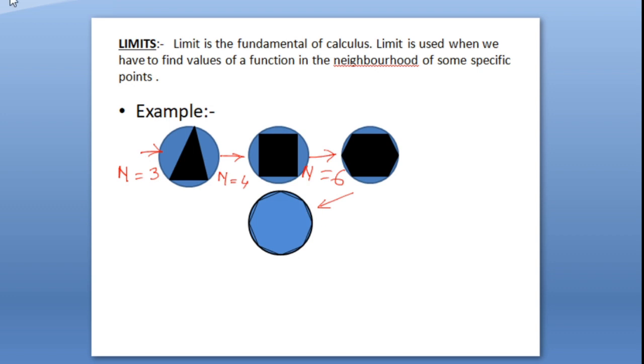Ultimately we can see whenever we are increasing the number of sides, more area of the circle is covered. That means if I increase the number of sides up to infinity, then this polygon will almost cover the circle. That means the area of this polygon will be near the area of the circle. That means the limiting value of the polygon's area will be the area of the circle.